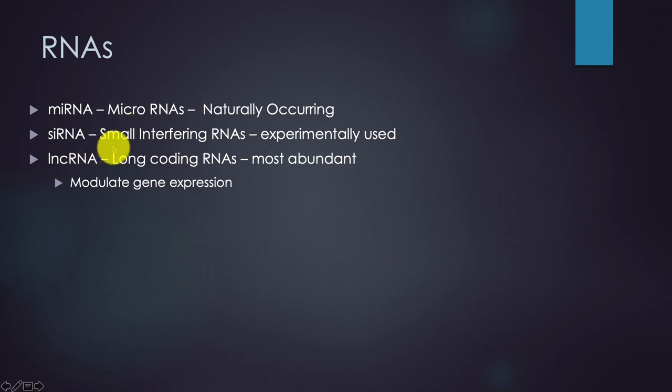And then we have these other ones, which are called long coding RNAs. And these are most abundant and they play a major role in gene expression. So these are more abundant than these are here. And long coding RNAs interact with basically the nuclear architecture, all right?